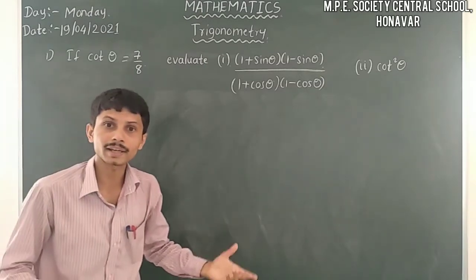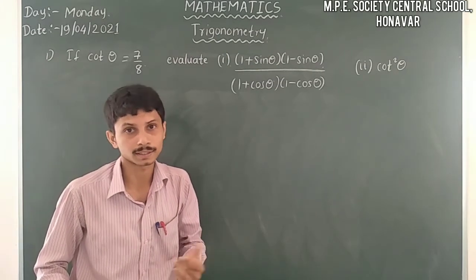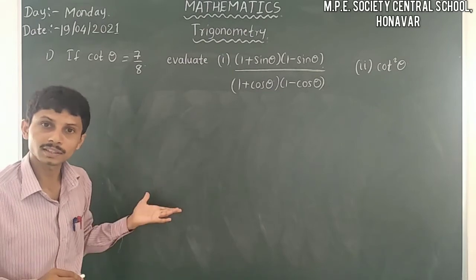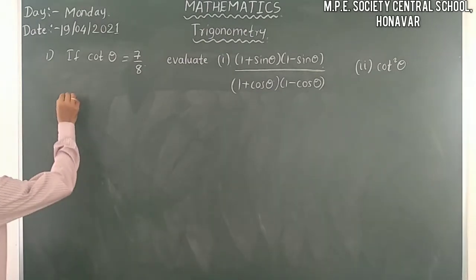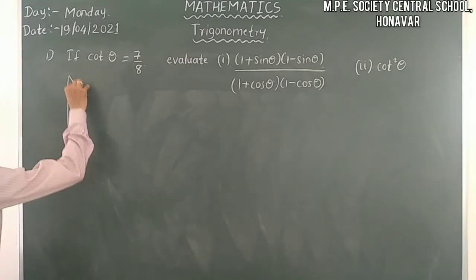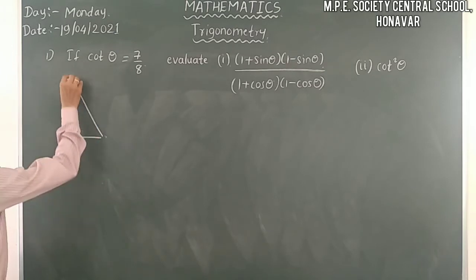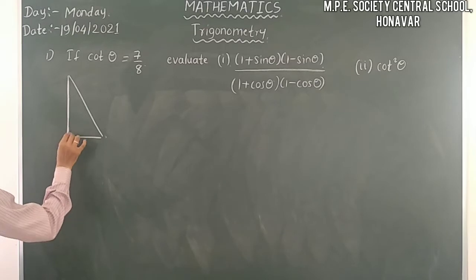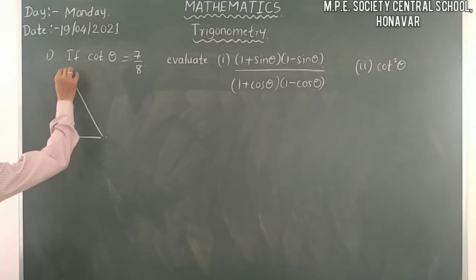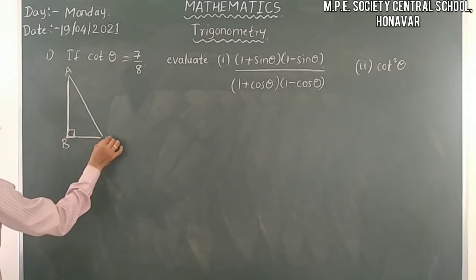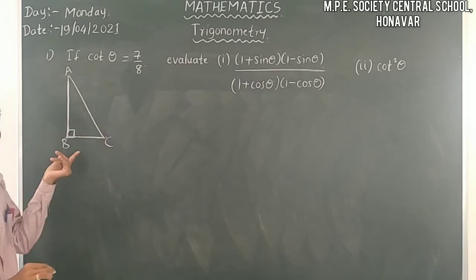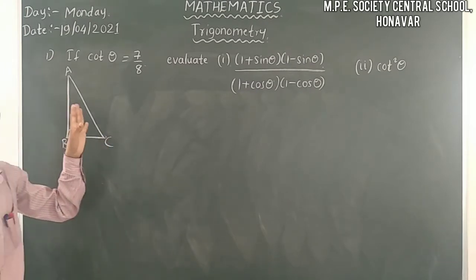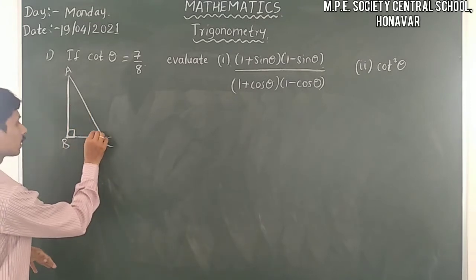So using triangles as well as Pythagoras theorem, let us find all the other ratios. Firstly I will take a triangle. It's a right angle triangle, a rough one I will draw here. I will take ABC, and it is right angled at B. And here I will take any angle theta.